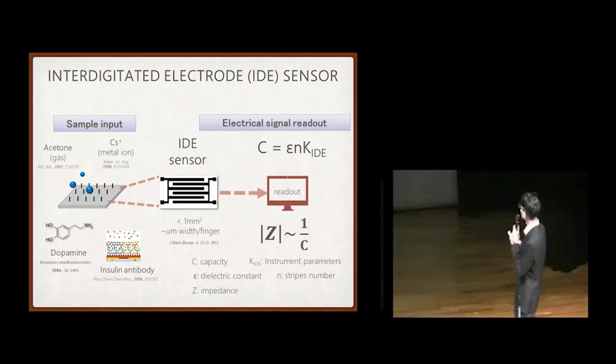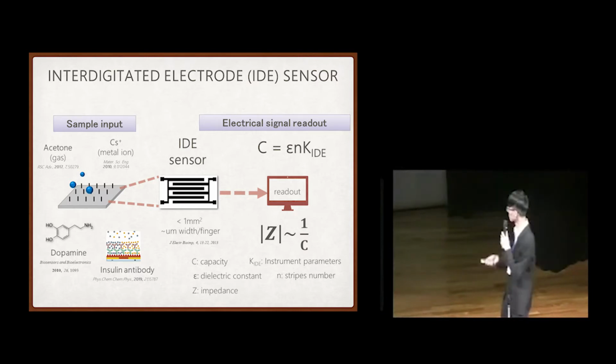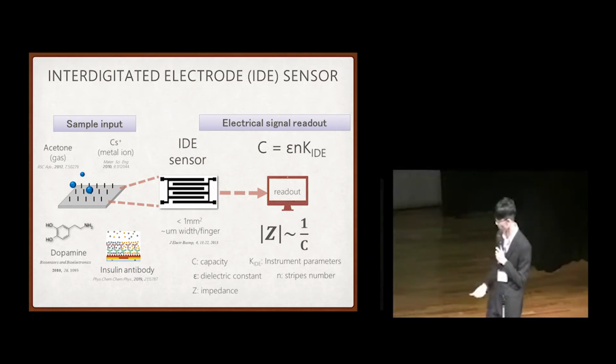And this is our principle of IDE. C is capacitance, and epsilon is about the dielectric constant of the IDE sample. And N is about the stripes number, and the capital K is the IDE parameter, and it is about the IDE width and distance and so on.